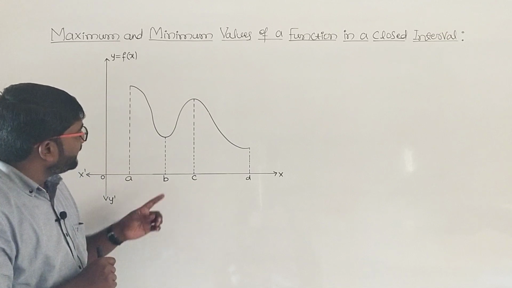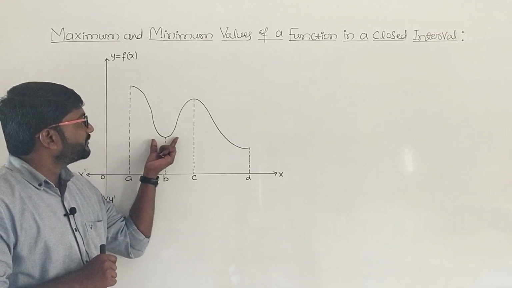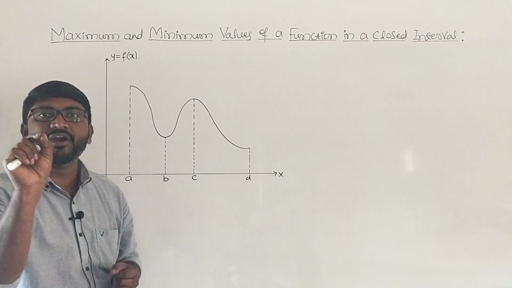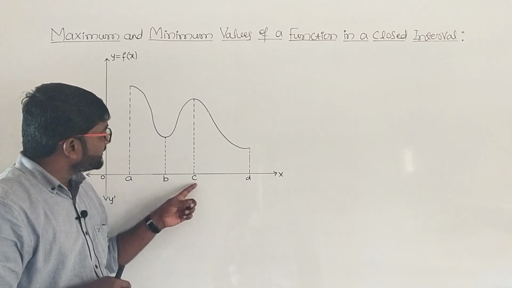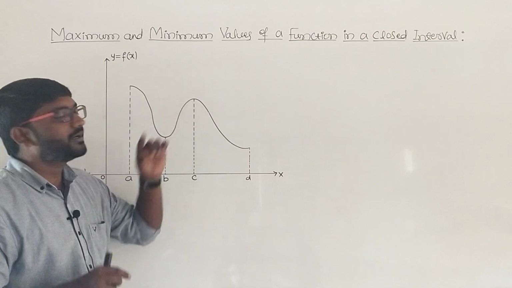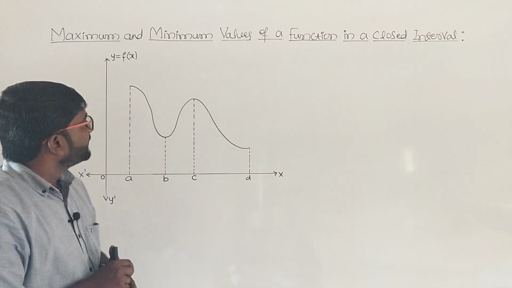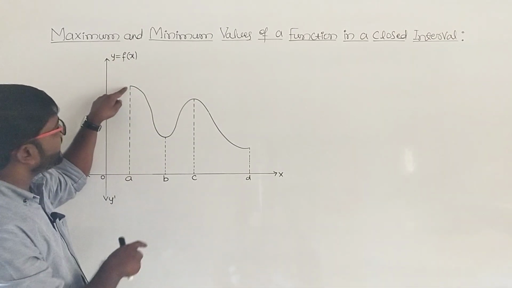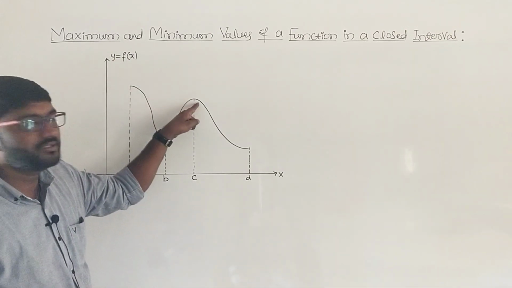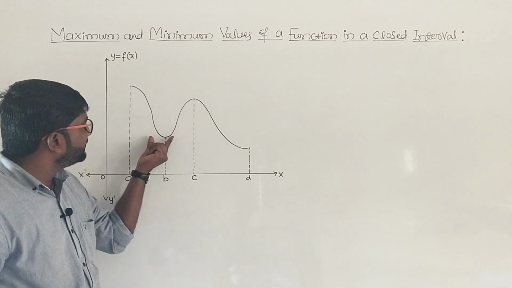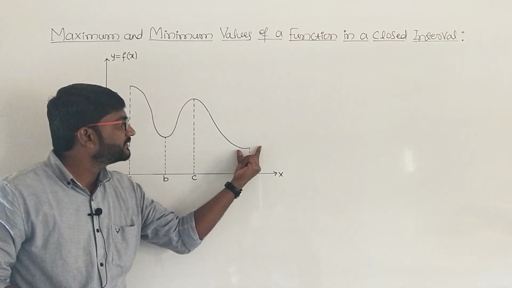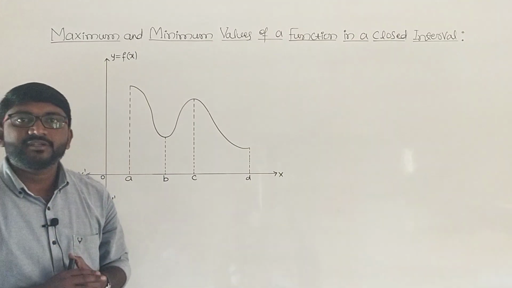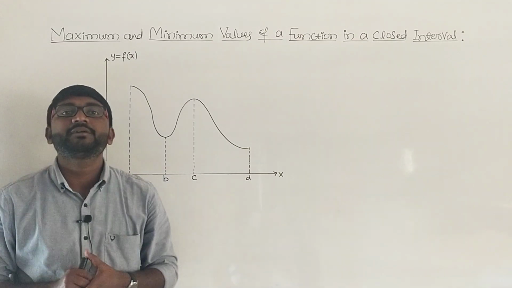At the point b you are going to have the local minima, whereas c is going to be the point of local maxima. Compare these two points. Here this is also a maxima and this is also a maxima, whereas this is also a minima and this is also a minima. Here we are going to discuss absolute maximum and absolute minimum.